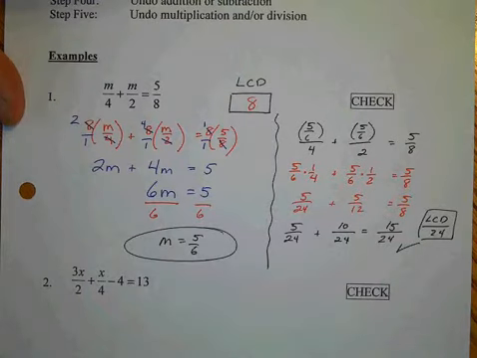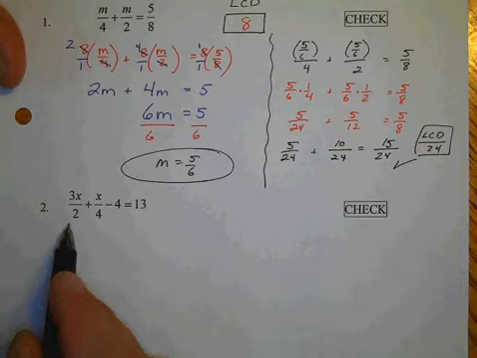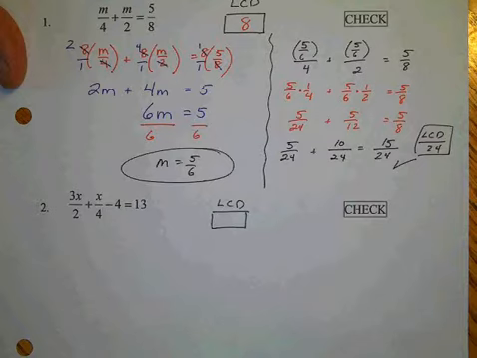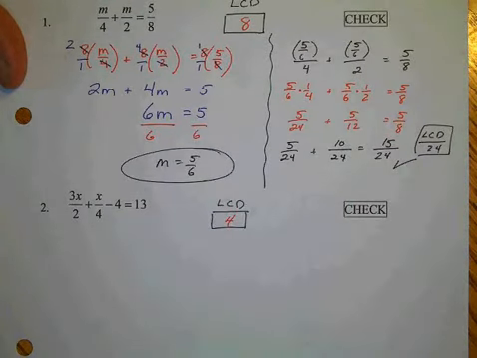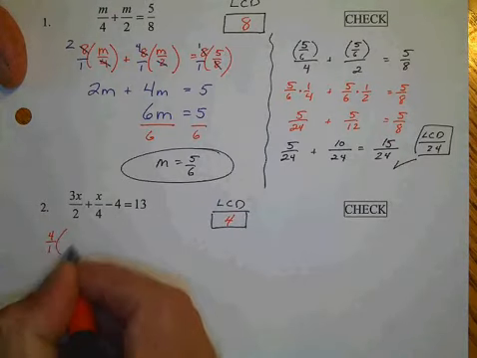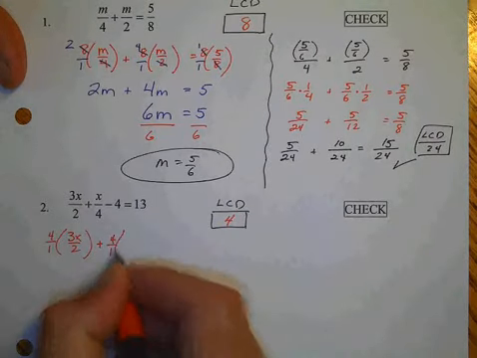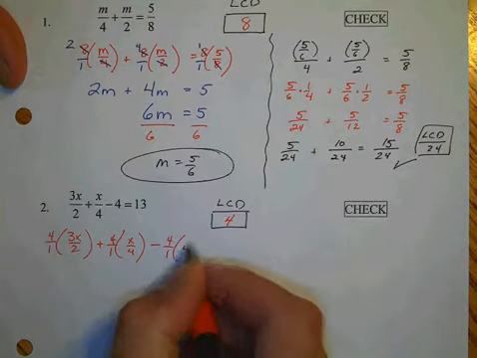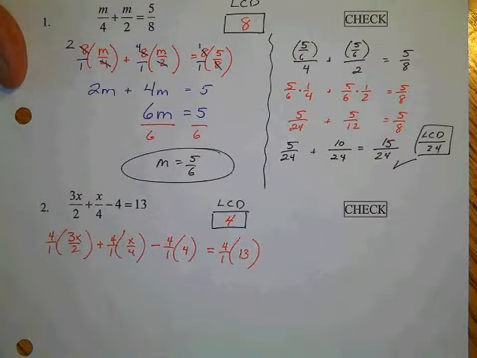Let's look at problem number 2. We have our denominators of 2 and 4. So my LCD, as you think about it, well, you write it down. What do you think the LCD is? Hopefully you said it was 4. So let's multiply each of our terms by 4 over 1. Plus 4 over 1 times x over 4, minus 4 over 1 times 4, equals 4 over 1 times 13. Remember, whatever you do to one side, you have to do to everything, the same thing to both sides.